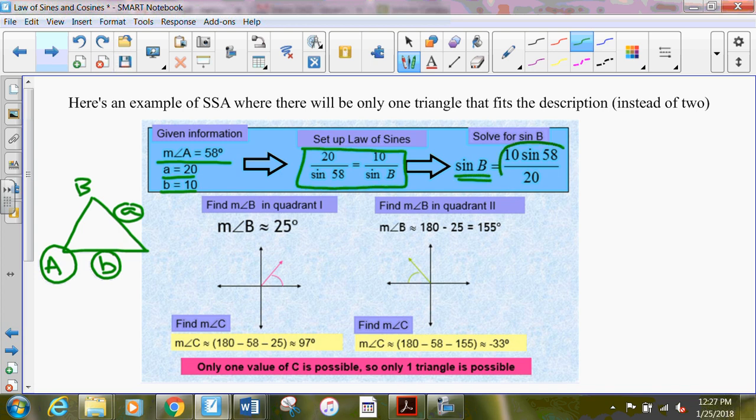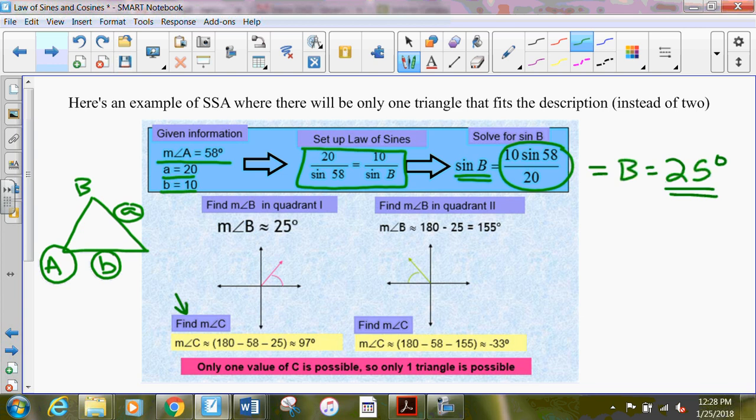I'm going to put this in my calculator, take the inverse of whatever answer that gives me, and that's going to give me that B is equal to 25 degrees, which is great, right? So then what I would say is one of my possibilities is 25, and I would double check. So this is what they're doing here.